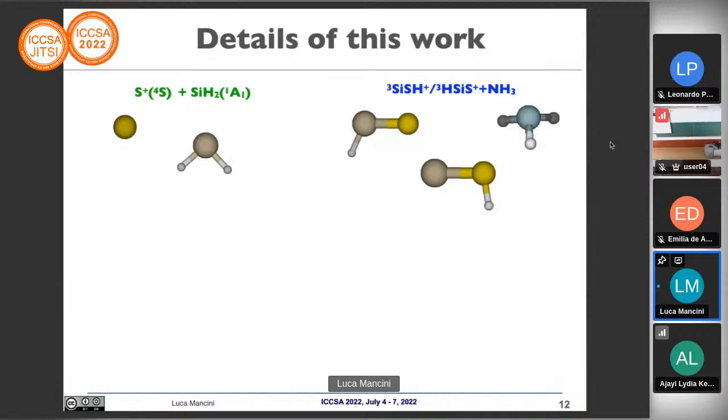In this work, we study the reaction of the sulfur cation in its ground state with the SiH2 radical. These are two extremely reactive species, and in particular, the SiH2 radical is believed to be formed starting from the SiH4 precursor, which is believed to be abundant, through photodissociation or other high energetic phenomena. The reaction leads to the formation of two different cationic isomers containing both silicon and sulfur. And then we started to investigate also the possible proton transfer mechanism driven by an ammonia molecule in order to have information for the formation of the neutral silicon sulfide molecule.